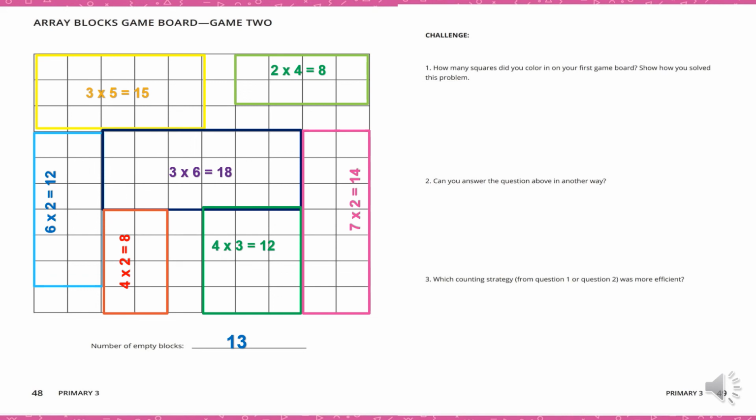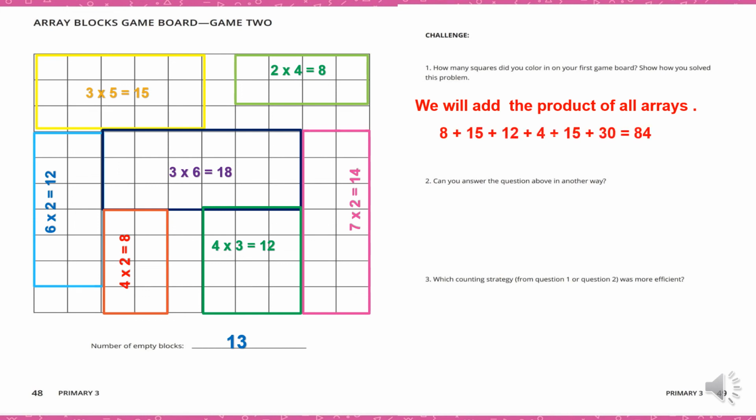To know the total number of squares we colored, we will add the product of all arrays. Here, if we have 3 times 5 equals 15, it means that the total number in this array is 15. If I want to know the total number of all arrays, I will add the products in the first game. So 8 plus 15 plus 12 plus 4 plus 15 plus 30 equals 84.